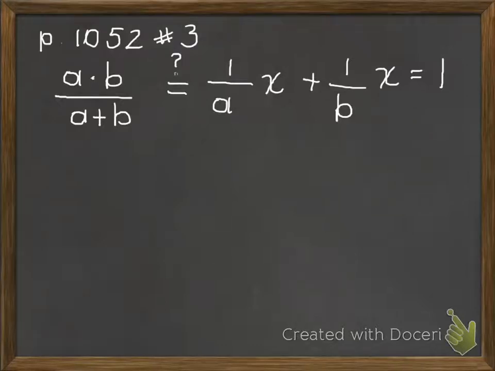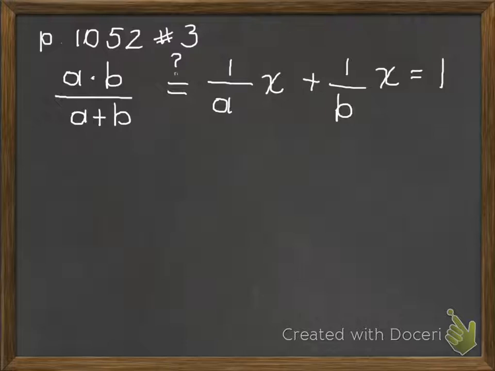Okay, so I'm going to demonstrate number 3 on page 105 where we're trying to show that this simple formula, a times b divided by a plus b, is the same as the formula you used for number 1, which the basic format, the general format was 1 over a times x plus 1 over b times x equals 1. We're trying to show that these two formulas are the same thing.